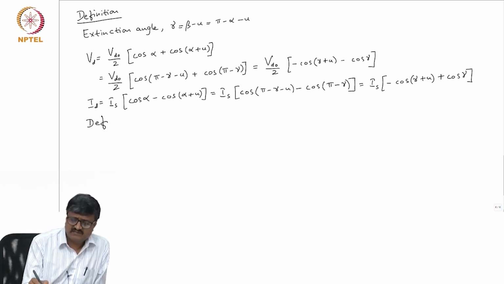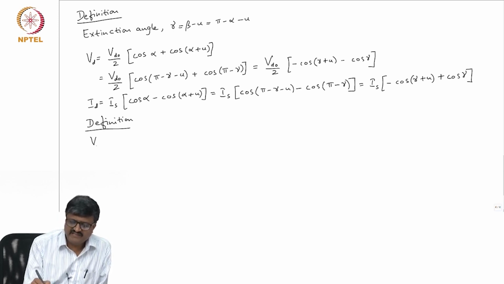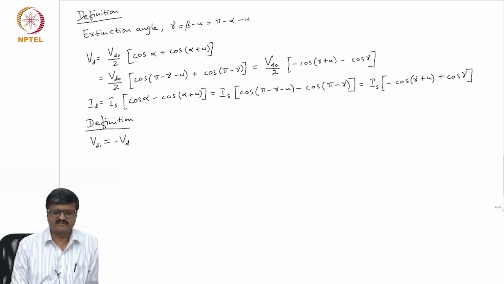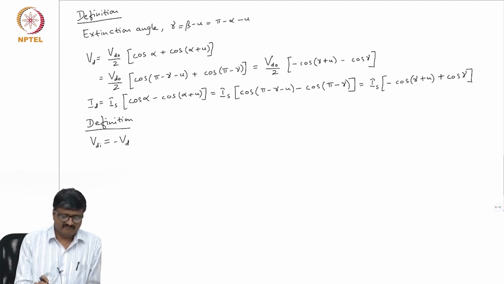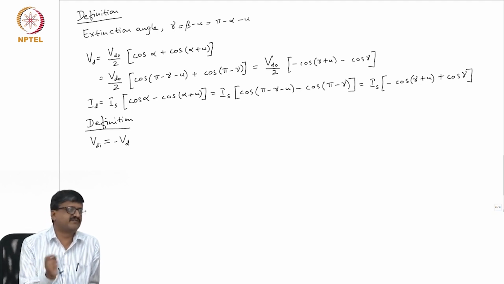Now, I define one more quantity, just a notation, Vdi. The definition is very simple, it is minus Vd. Vd is the average value of the DC side voltage. If I take the negative, I get Vdi. The purpose of this definition is that many times while talking about inverter operation, the DC side voltage, if you just take Vd, it is negative. We want some positive quantity for inverter operation for the DC side voltage. So, we just define Vdi as negative of Vd. So, Vdi is positive.